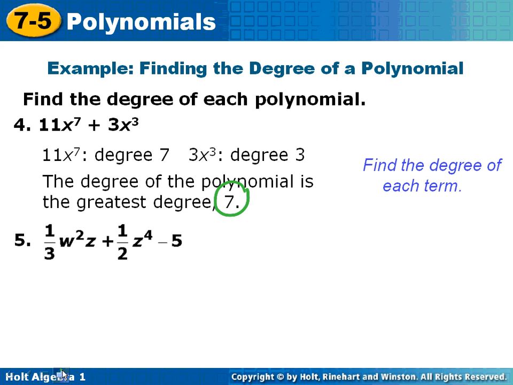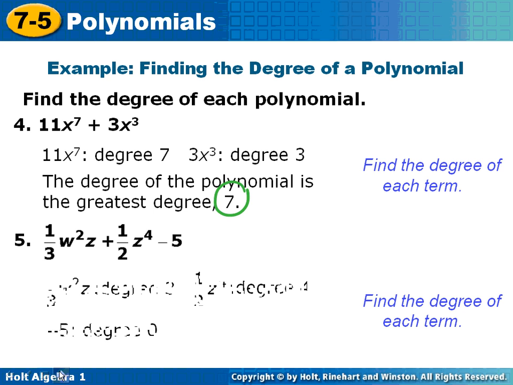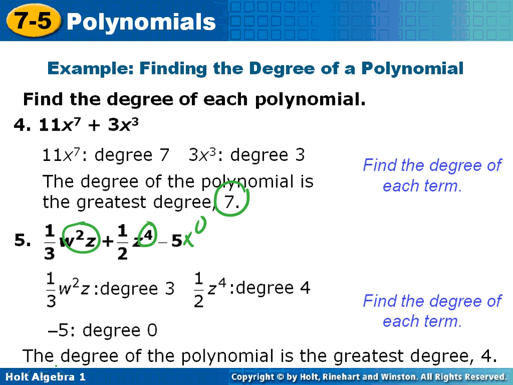Number 5, same exact thing. Find the degree of each term. The degree of w squared z is 3. The second one has a degree of 4. And the third term is x to the 0, so it has a degree of 0. The highest degree is going to be 4 for the whole entire polynomial.